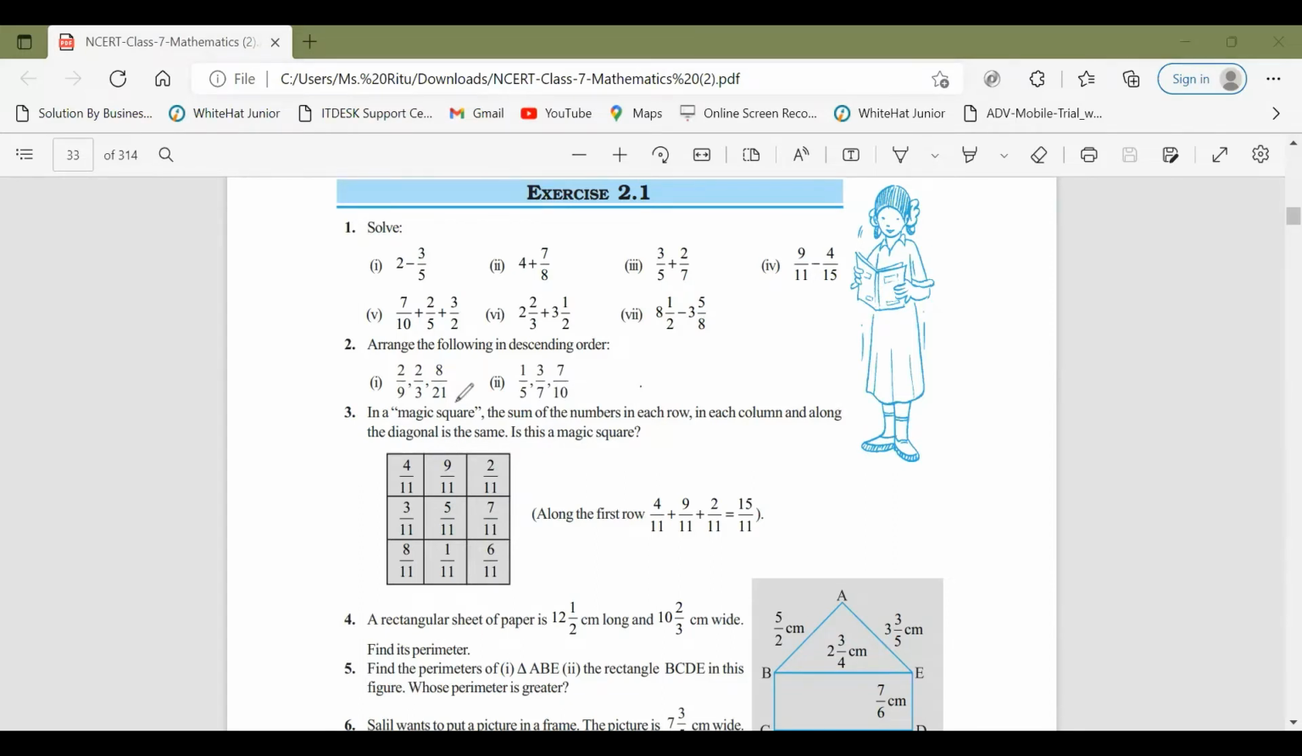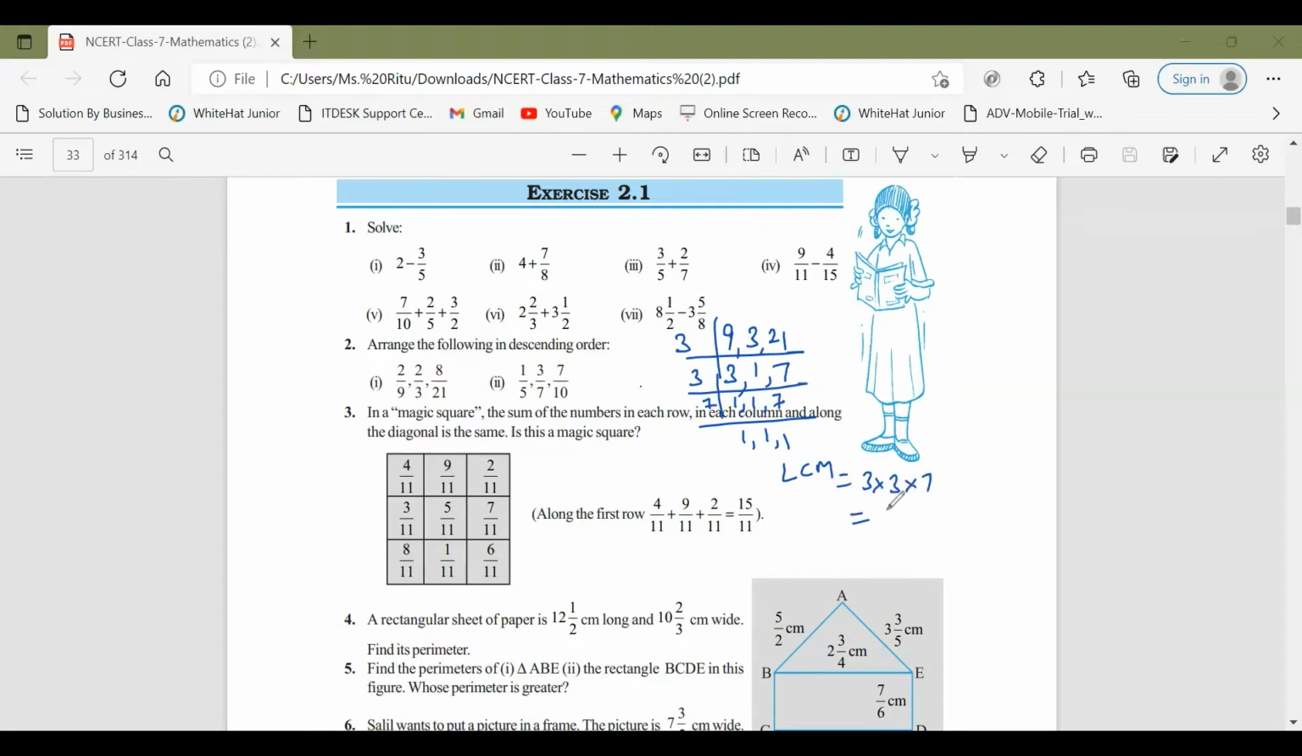Because if the denominators are the same, then we just have to check the numerators only. So let's take the LCM, as I told you earlier as well, how we can make the denominator the same by taking the LCM, okay? So let's take the LCM of 9, 3 and 21. We have to divide by 3. 3 3s are 9, 3 1s are 3, and 3 7s are 21. Now again, we will divide by 3. 3 1s are 3, 1 and 7 is not divisible. Now again, 7. 1, 1, 1. So 1, 1, 1 is coming. That means the LCM would be 3 multiplied by 3 multiplied by 7.